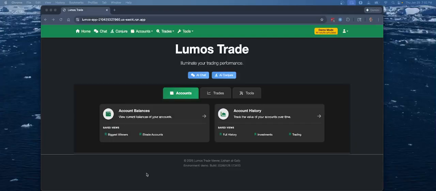I'm happy to share some information about the Lumos Trade project. This is an open source project that I've been working on for about the last 3 months. Why did I create this project?